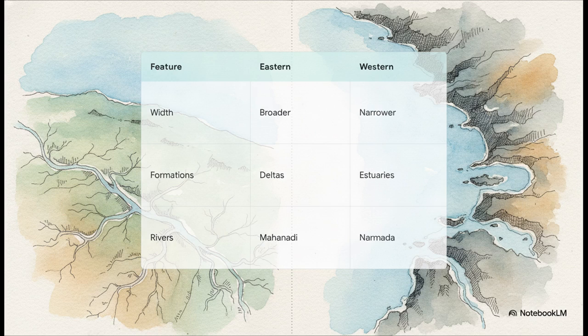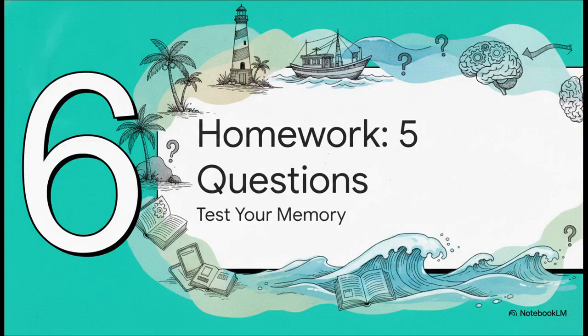Feature 3, the rivers. The East is dominated by the Mahanadi, Godavari, Krishna, and Kaveri. The West features the Narmada, Tapi, and Sharavati. Ekdam clear? Perfect. All right, Dostone, it is time for the final challenge.